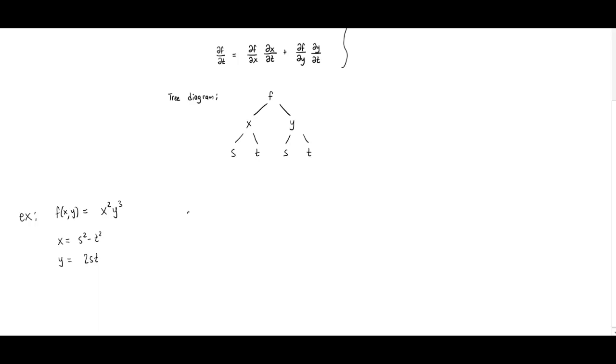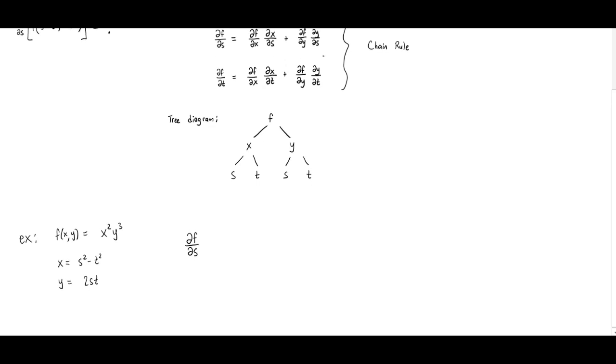And so let's try to see what the partial derivative of f with respect to s would look like if I were to follow the chain rule written up here, okay? So according to the chain rule, it should be the partial derivative of f with respect to x, times partial x with respect to s, plus partial f with respect to y, times the partial of y with respect to s, okay? All right, so let's just compute all of these partial derivatives.